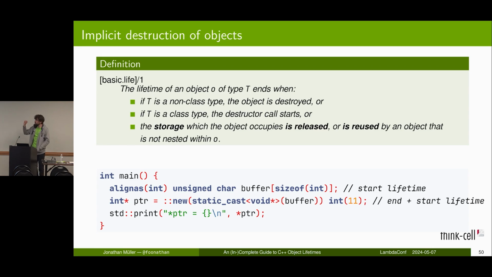Similarly, when we have an unsigned char buffer, this actually starts the lifetime of an unsigned char array. Right? And then when we call placement new, we end the lifetime of the unsigned char array and start the lifetime of the int. So just by reusing storage, we implicitly create objects.